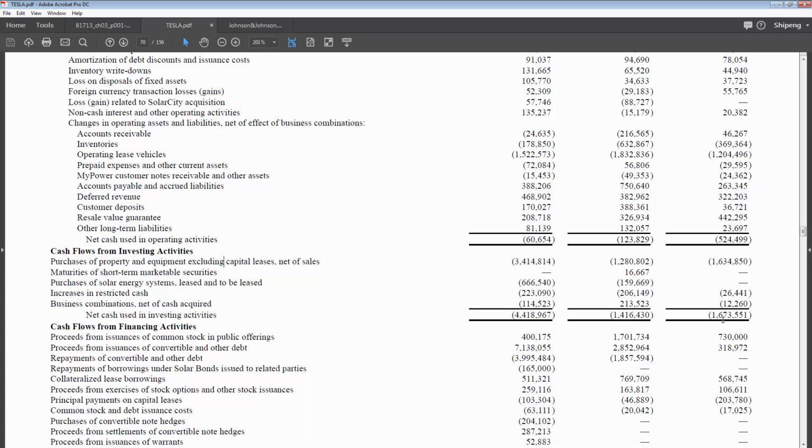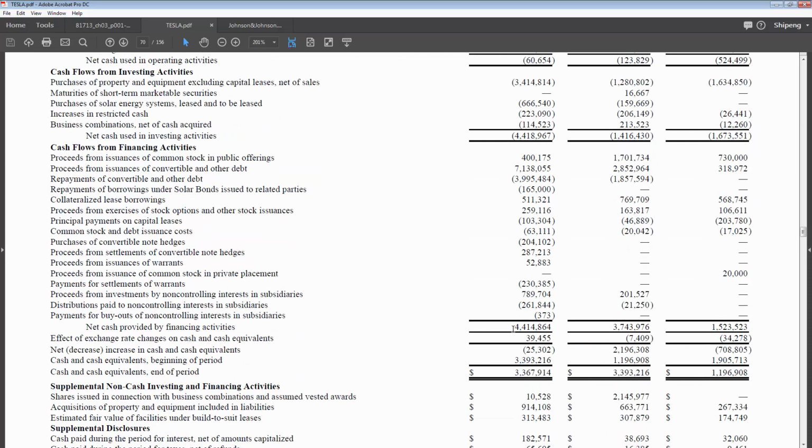To support these two activities, for sure, there must be a source of cash, which is actually the cash provided by financing activities. So this is a very typical company in its introduction or early growth stage.